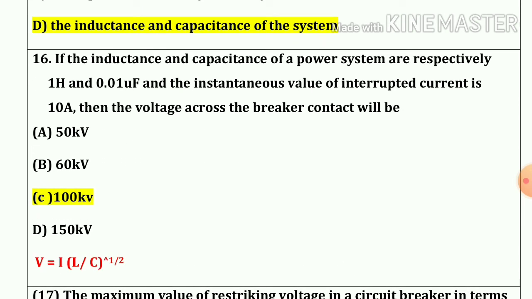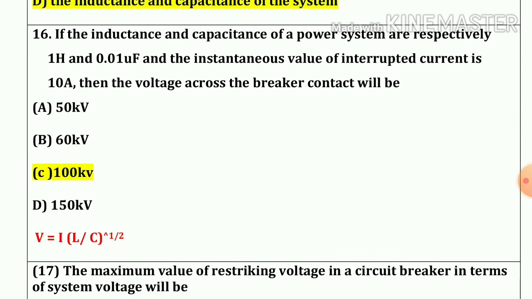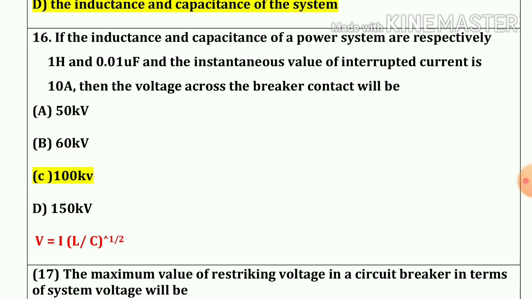Now question number 16, important question. If inductance and capacitance of a power system are represented by 1 Henry and 0.01 microfarad and the instantaneous value of interrupted current is 10 ampere, then the voltage across the breaker contact will be? So our answer is 100 kV. But how did it come? I have written the equation here: voltage is equal to I times the square root of L divided by C. We put in all the values, and based on that we can find the value of the voltage.